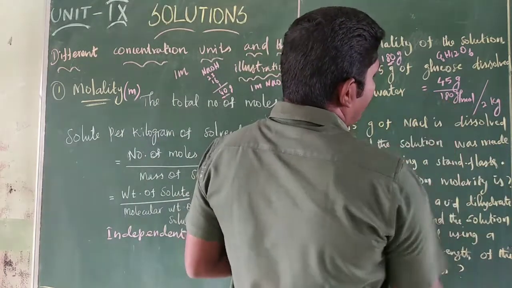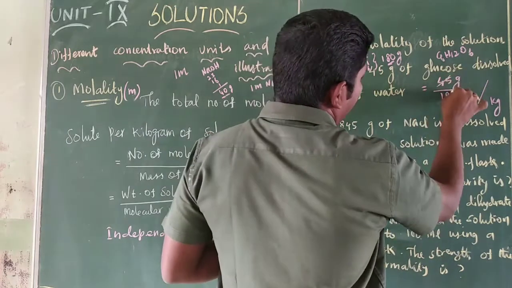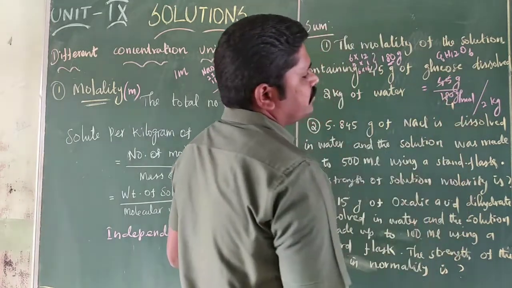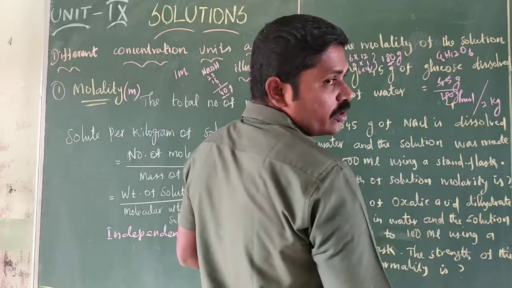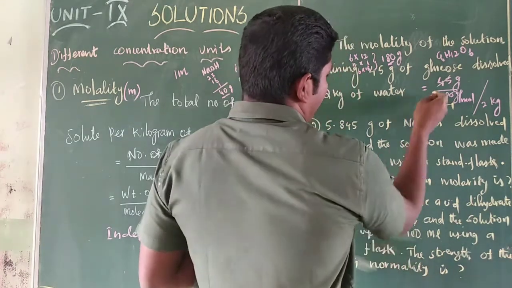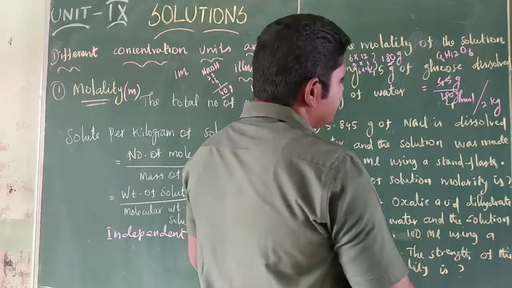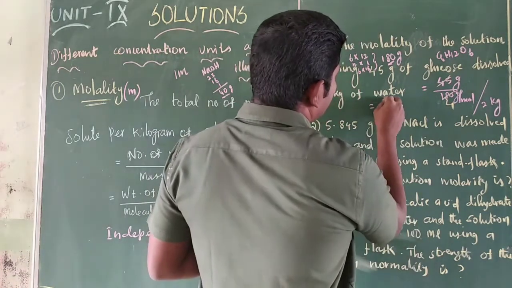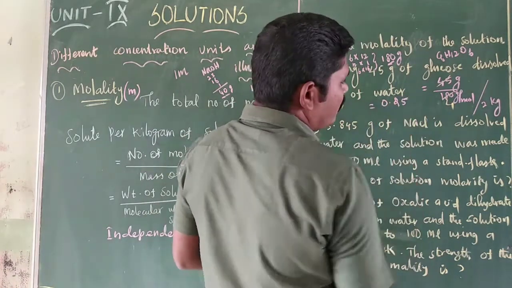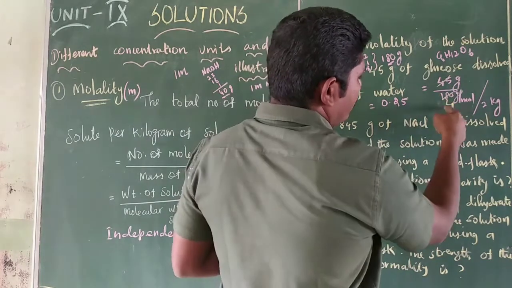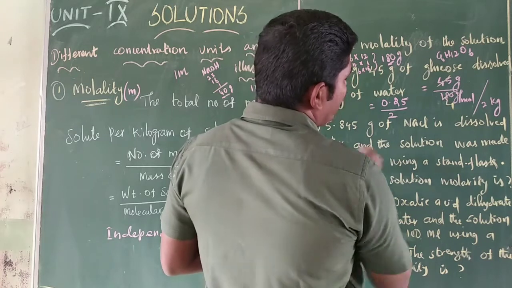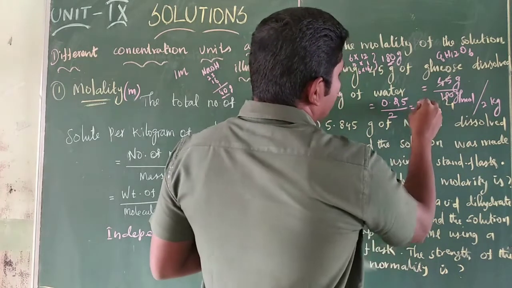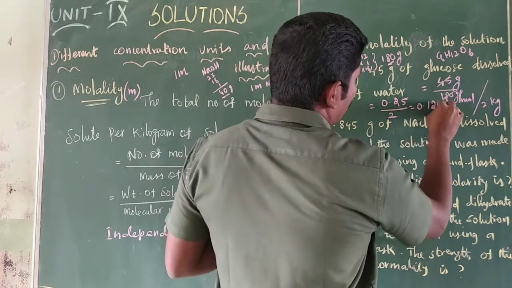So 45 by 180 is 1 by 4, which is 0.25. Then 0.25 divided by 2 is equal to 0.125.